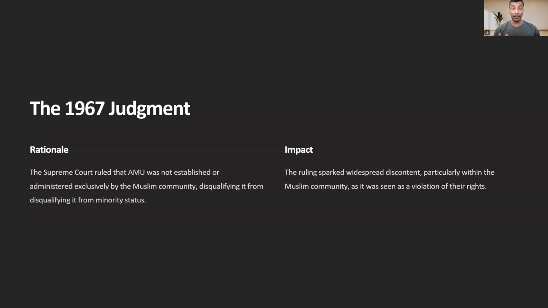Now, what are the repercussions of this judgment? This ruling triggered widespread discontent, particularly within the Muslim community, as the decision was seen as an encroachment on their right to maintain minority-run educational institutions. So, let's move on to the 1981 amendment now.